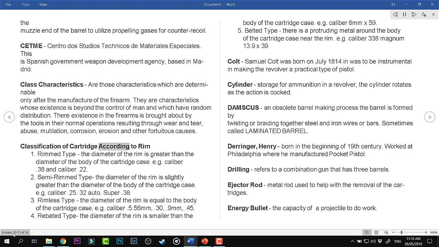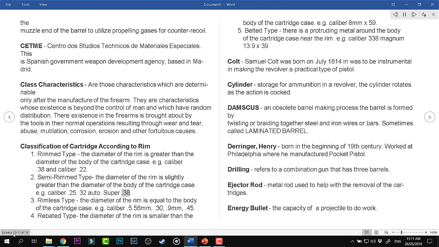Classification of cartridge according to rim. 1. Rim type, the diameter of the rim is greater than the diameter of the body of the cartridge case, e.g. caliber .38 and caliber .22. 2. Semi-rim type, the diameter of the rim is slightly greater than the diameter of the body of the cartridge case, e.g. caliber .25.